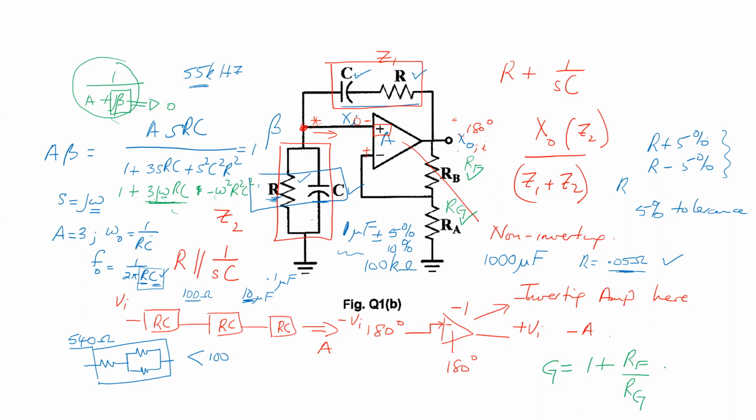So if this has to be 3 for this particular circuit, again, like we did before, you're going to have to pick a value for one of them. You pick a value of RA or RB, and then you solve for the other one.